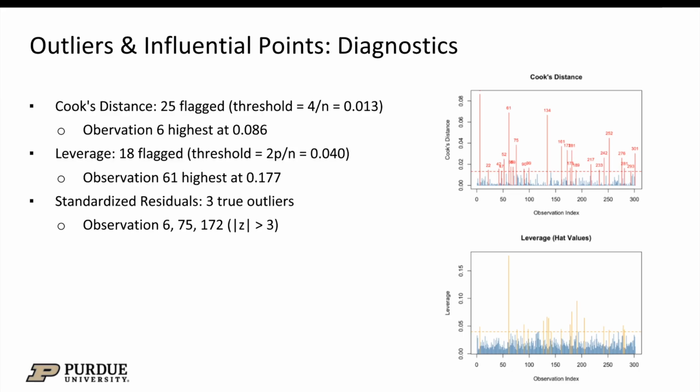So I ran 3 diagnostics to catch problematic observations. Cook's distance flagged 25 points, leverage flagged 18, but only 3 actually crossed the standardized residual cutoff of 3, which were observations 6, 75, and 172.